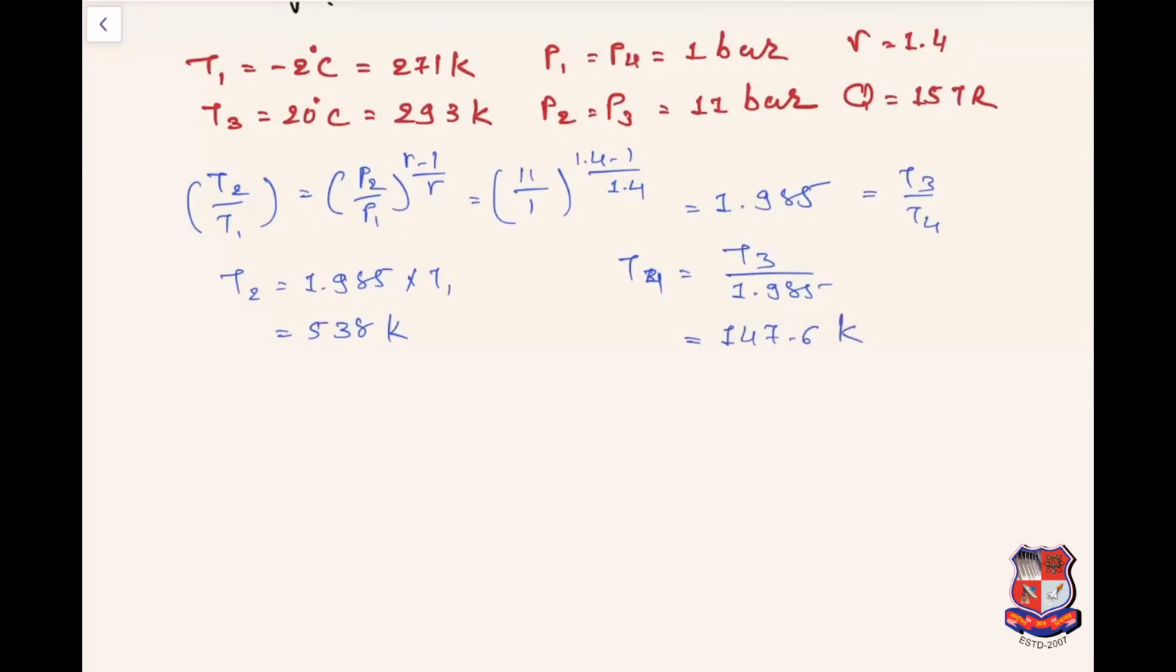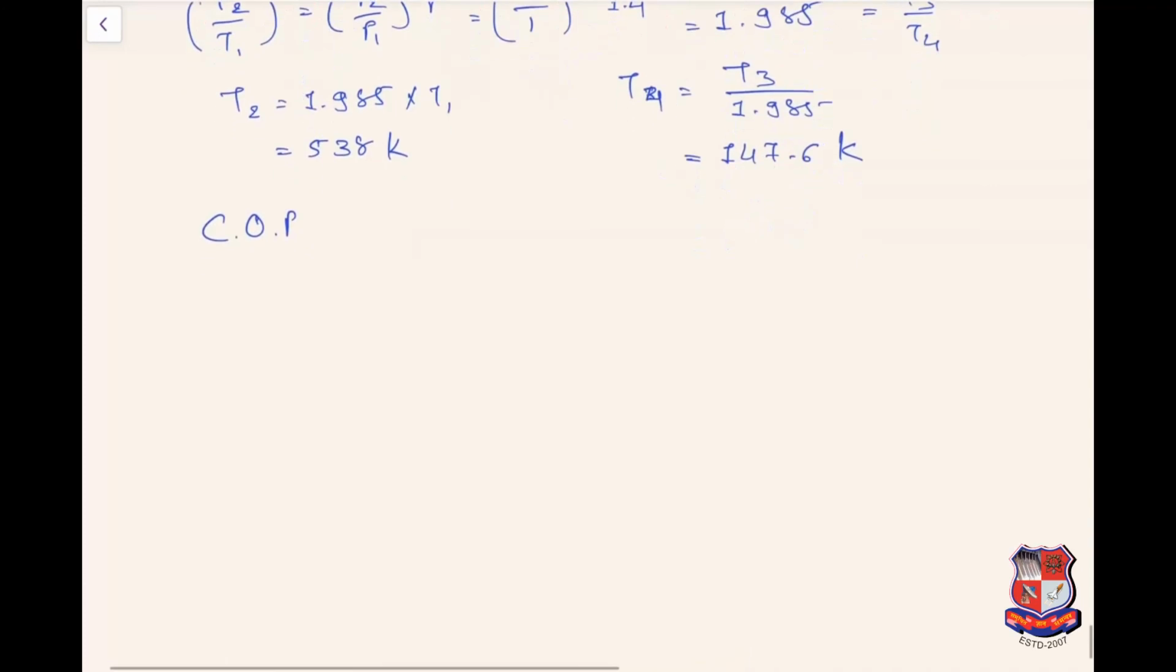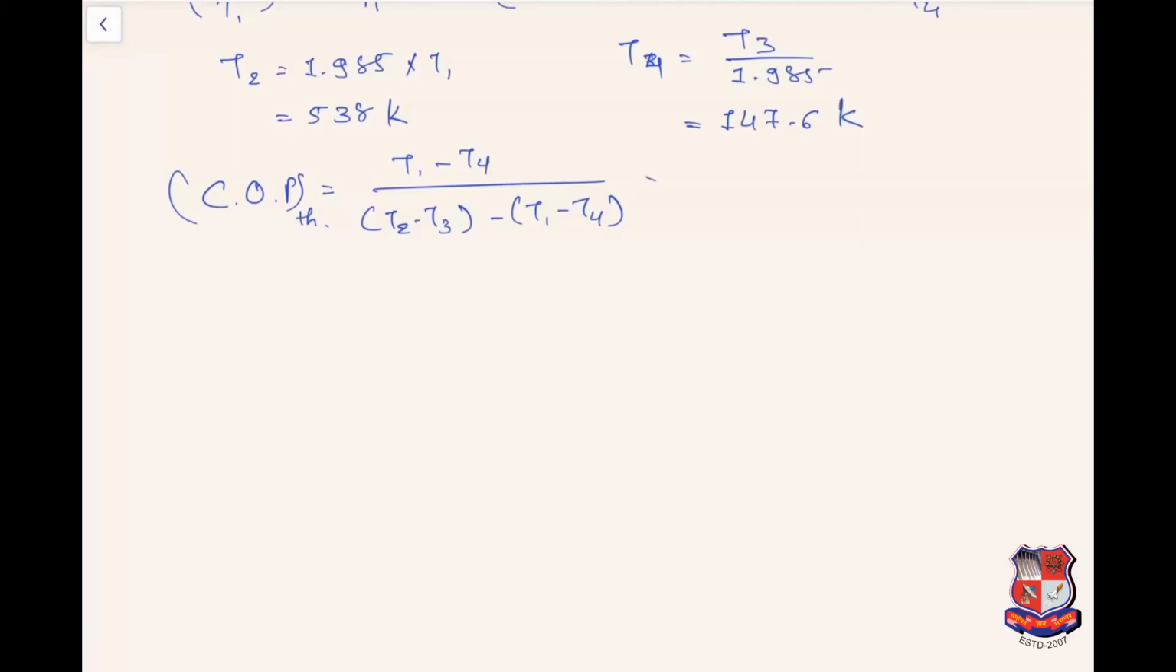147.6 Kelvin. So from that we can find the COP of the system, that is (T1 minus T4) divided by (T2 minus T3) minus (T1 minus T4), that is the theoretical COP. By putting in the values we get 1.015, that is our first answer.